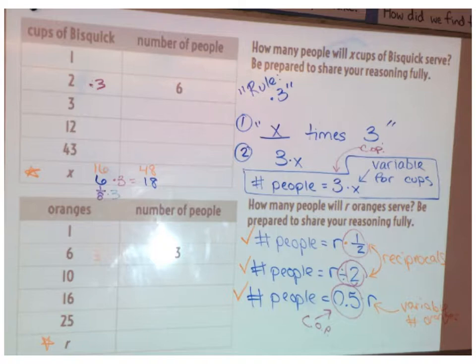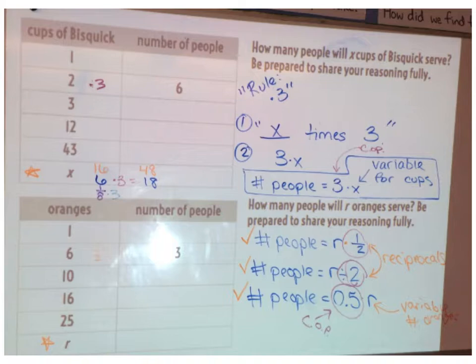So I had a group that said 16 cups of Bisquick. Let X be 16. Another group said, let X be 6. And I ended up pushing them, what if X was something like 1/8? They said, well, no matter what, we need to multiply by 3 because we see that the rule, looking up at 2 cups of Bisquick, 2 times 3 is going to feed 6 people.